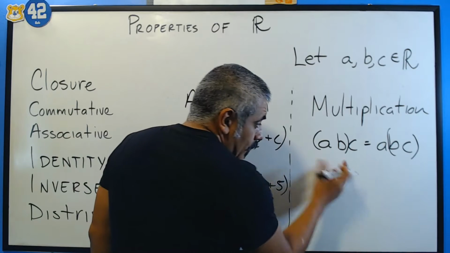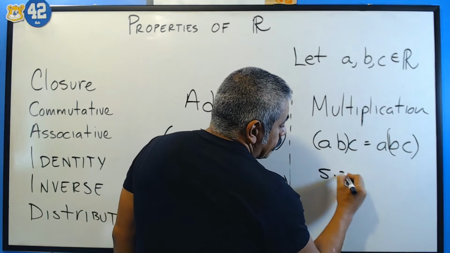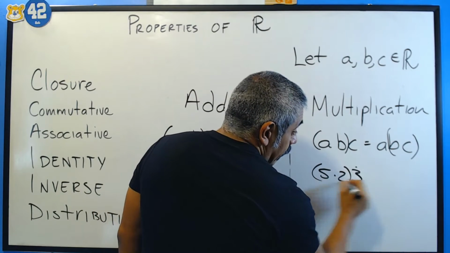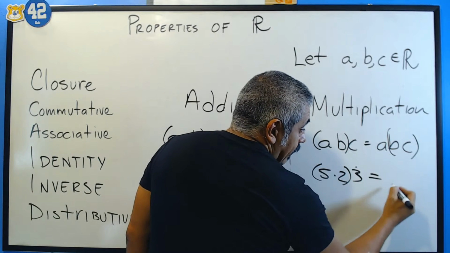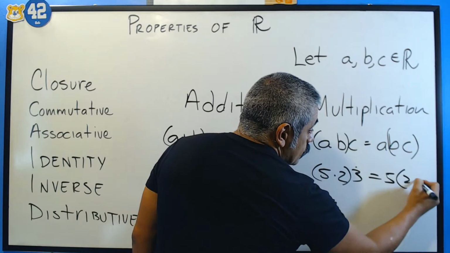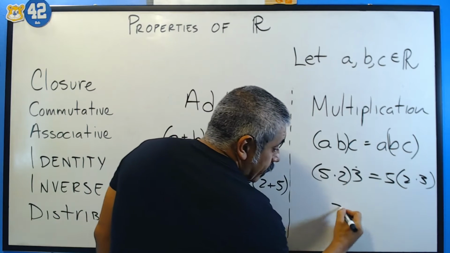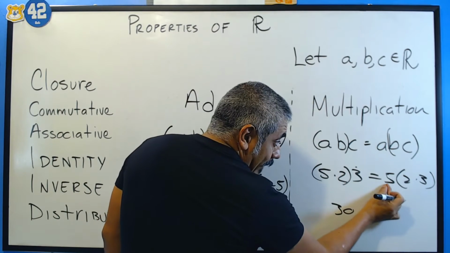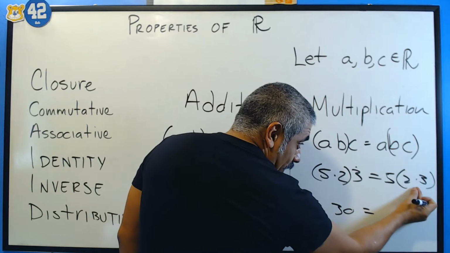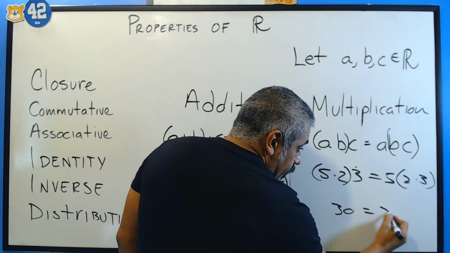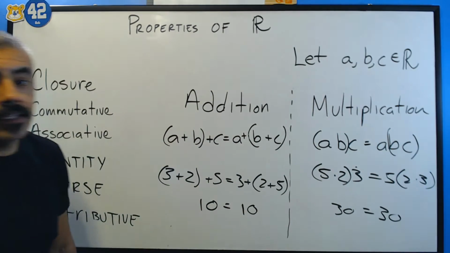All you have to do is, if you have 5 times 2 times 3, it means exactly the same thing as 5 times 2 times 3. And if you multiply them, 5 times 2 is 10, times 3 is 30. Well, we're going to leave the 5 alone. 2 times 3 is 6. 6 times 5 is 30. And we get the exact same thing.